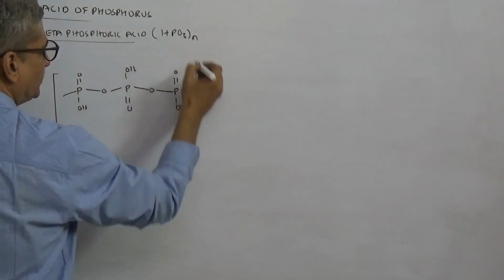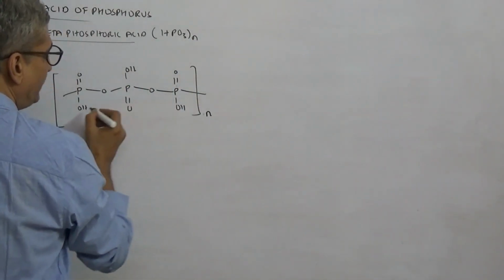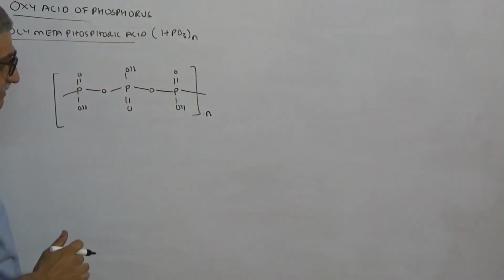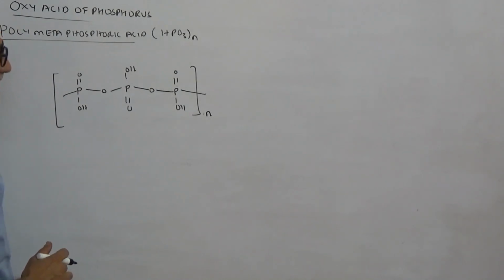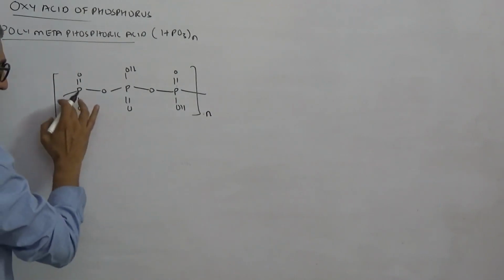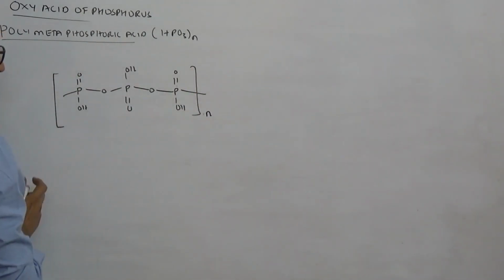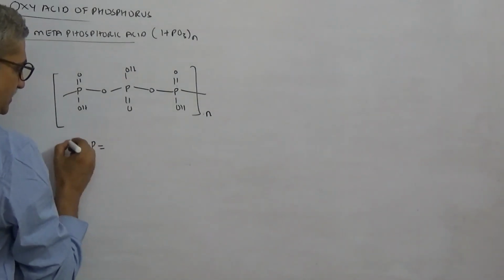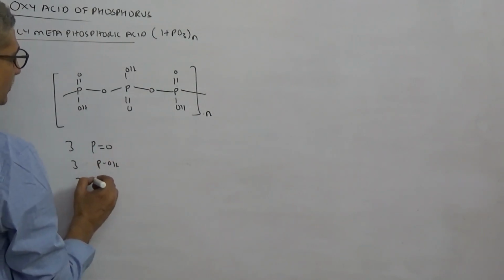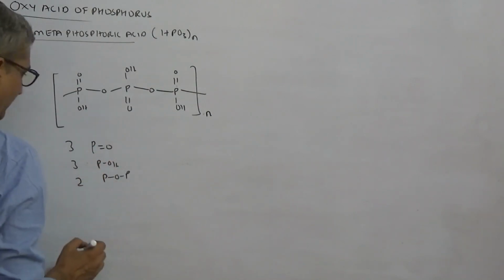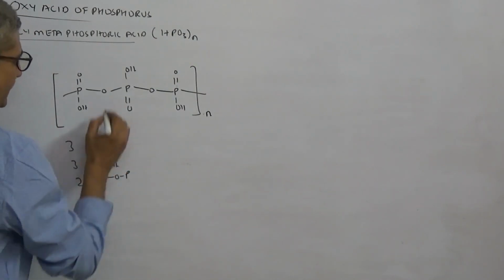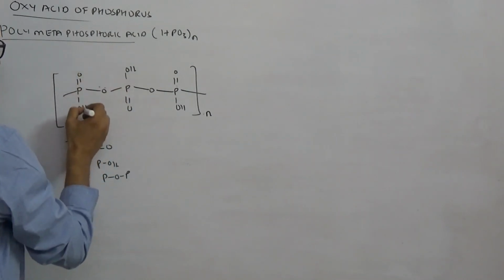Metaphosphoric acid, (HPO3)n. This is the repeating unit. It's a polymer, or it can also be cyclic. If it's polymetaphosphoric acid, it could be cyclic in nature. In that case also, the basic repeating unit remains the same. In this repeating unit, what do we find? It has 3 P=O bonds, 3 POH bonds and 2 POP bonds.